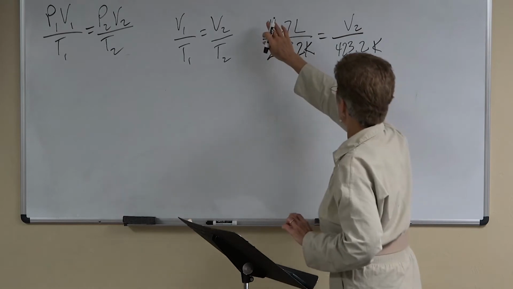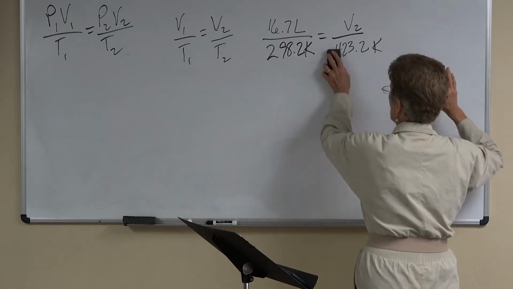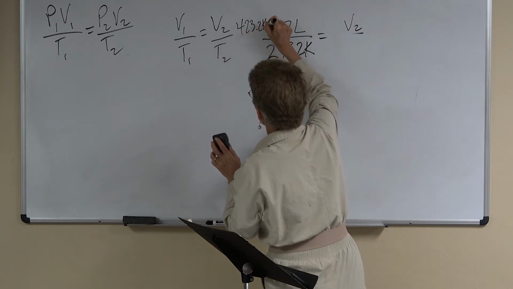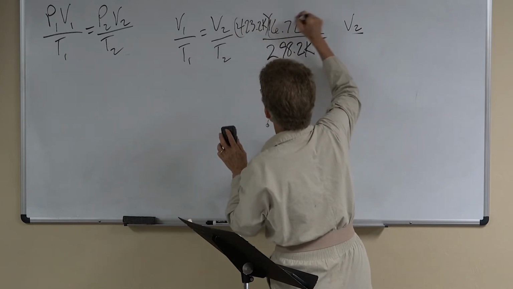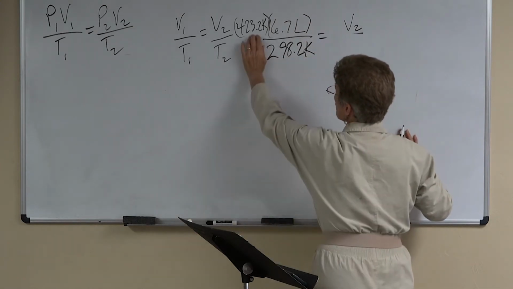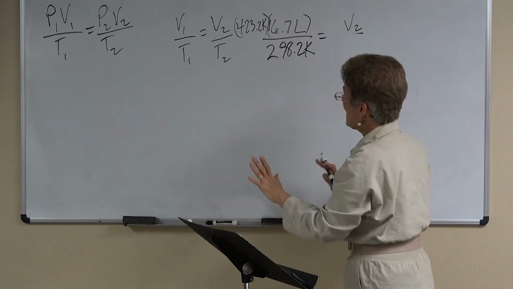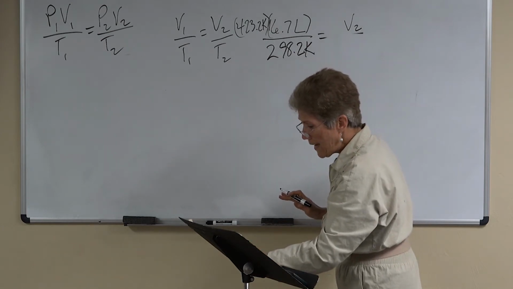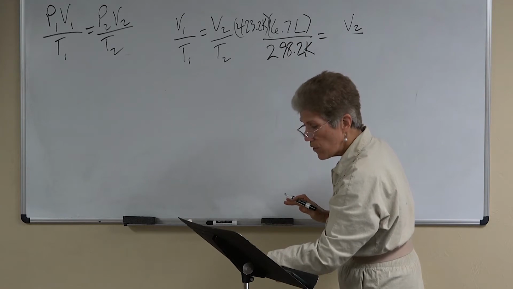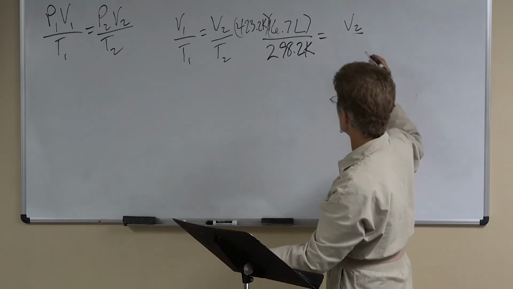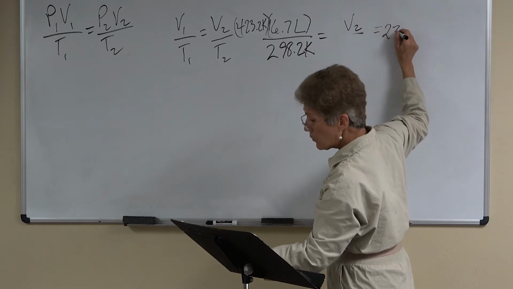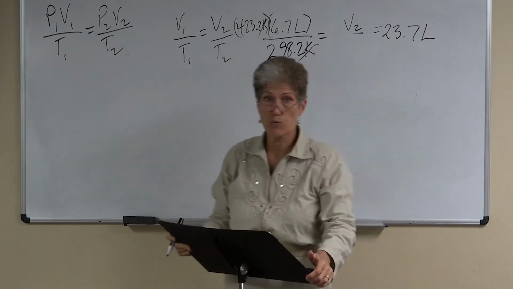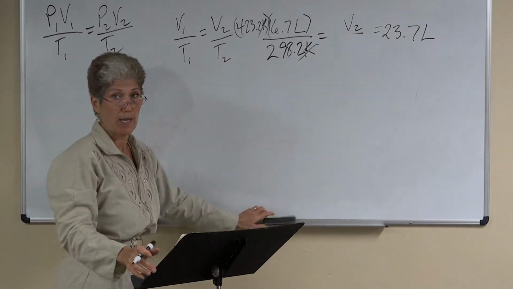So now we're going to multiply this over here so that we can have V2 by itself. There. Now we have 4 significant figures, 3 and 4. So our answer has to be in 3 significant figures. So what I get out of, yep, that one's there. Okay, so this one is 23.7. Kelvin will leave and I'll be left with liters, which is good because we're looking for a volume. So that took care of that.